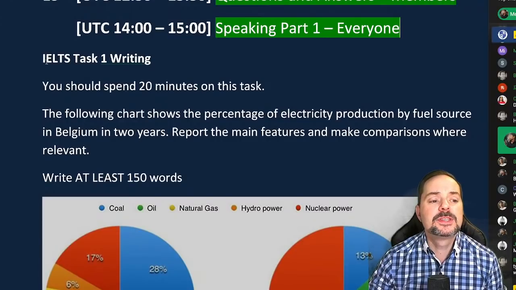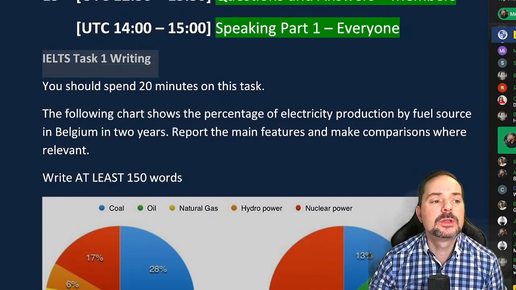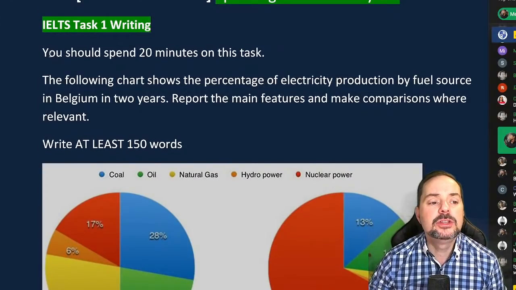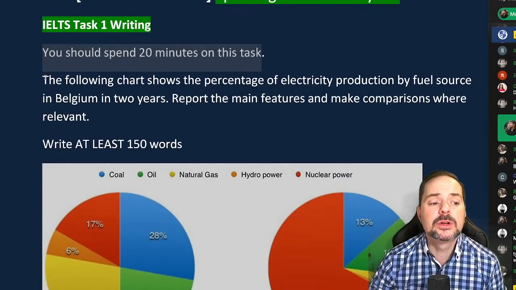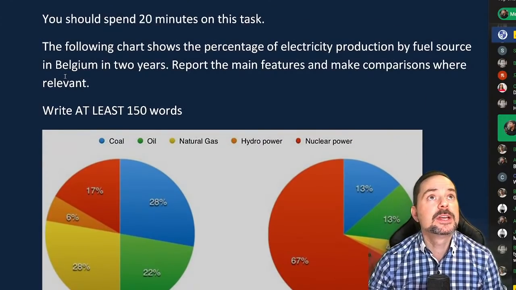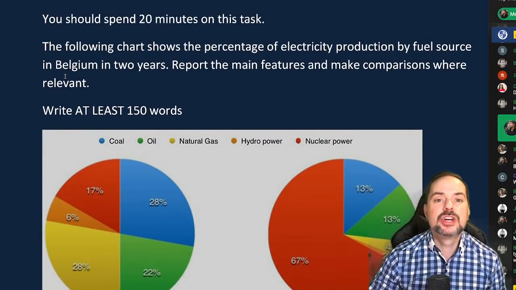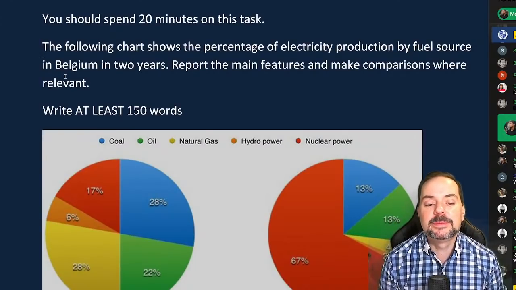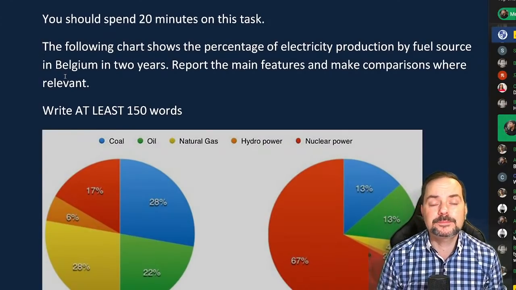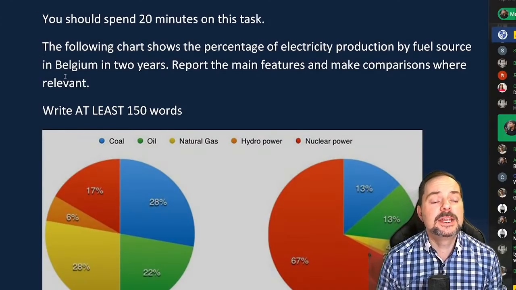Okay. All right, everyone, so this is IELTS Task 1 writing, and we're looking at pie charts, and you should spend 20 minutes on this task. Your first job is to read the question really carefully, okay? So let's do that. And you can see these giant pies here right beside me. So that's what we're going to be looking at today. Okay, let's get into this.